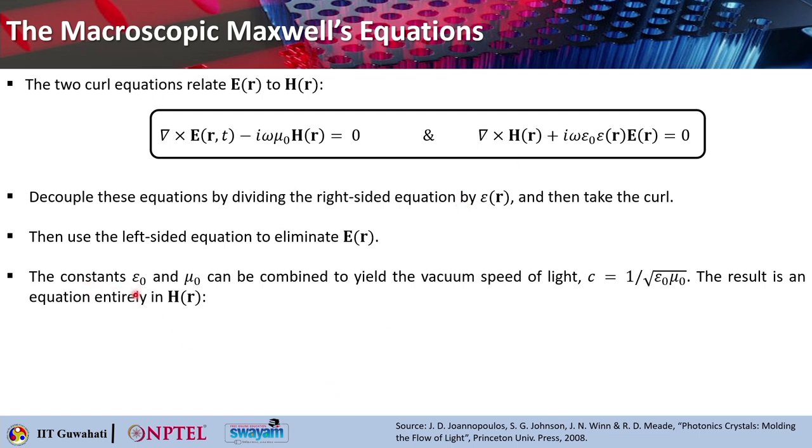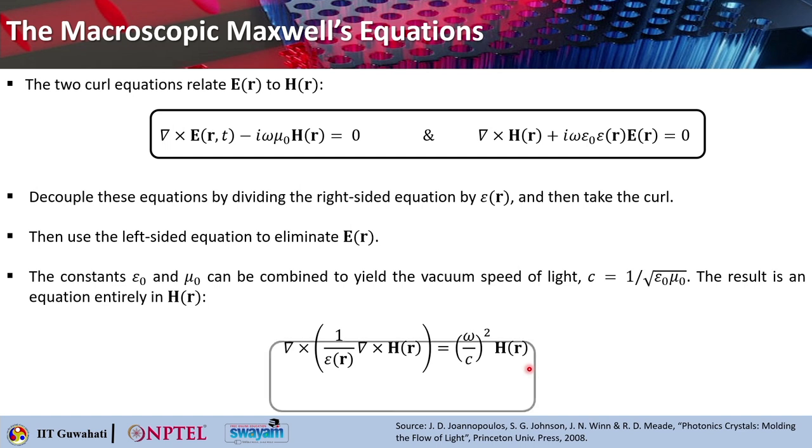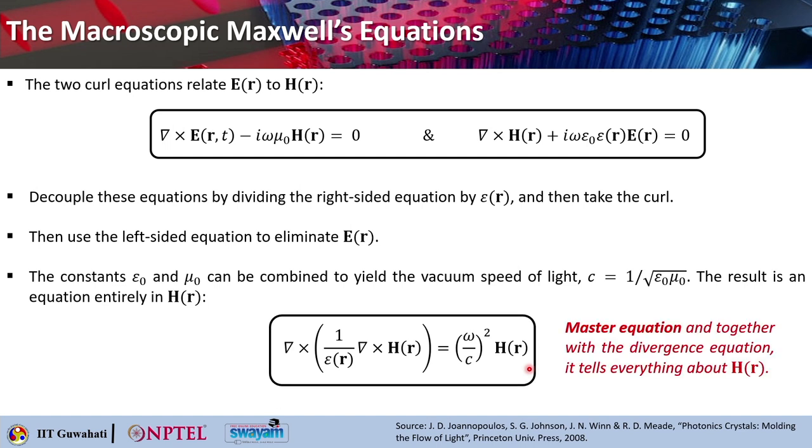And the constants epsilon naught and mu naught can be combined to yield the vacuum speed of light, that is c equals 1 over square root of mu naught epsilon naught. Okay? And the result is an equation that entirely depends on H(r). So, you can finally have the expression looking like this: curl of 1 by epsilon_r and then curl of H(r), and that is equal to omega by c whole square H(r). This is the master equation, and together with the divergence equation, that is del dot H(r) equals 0, that tells us everything about the magnetic field.